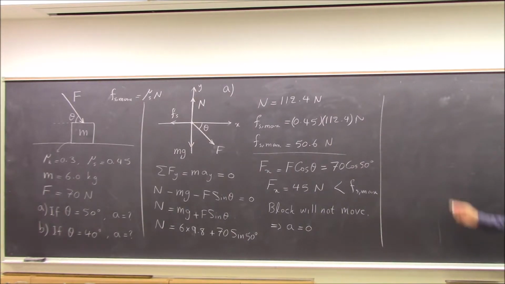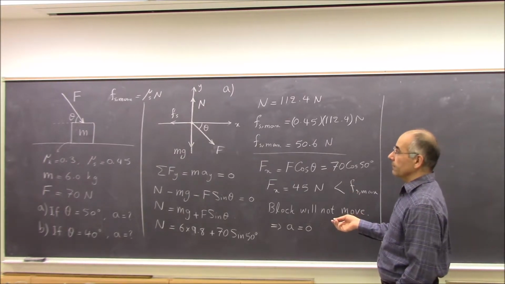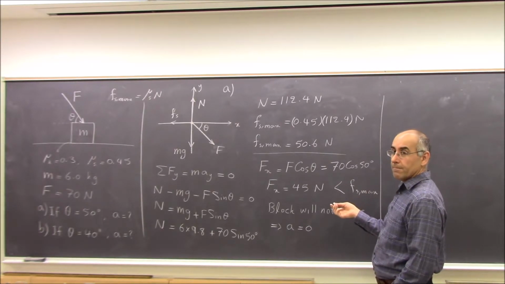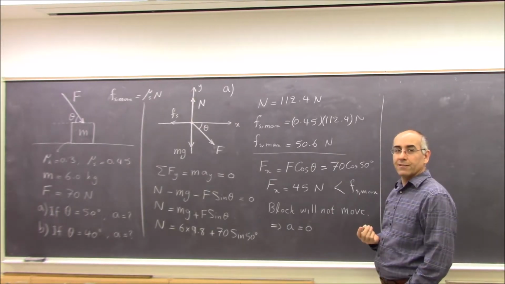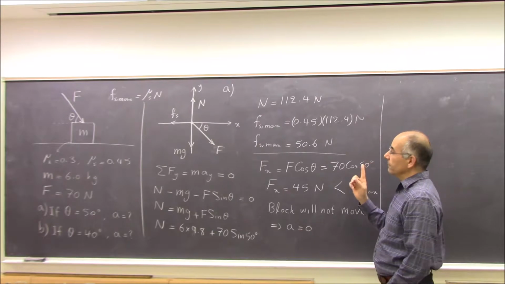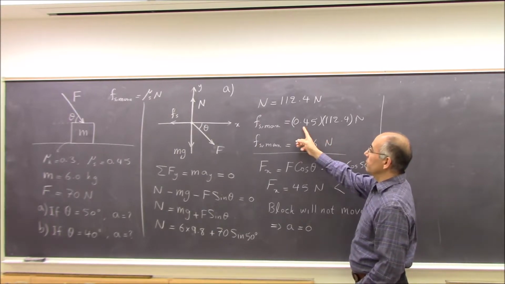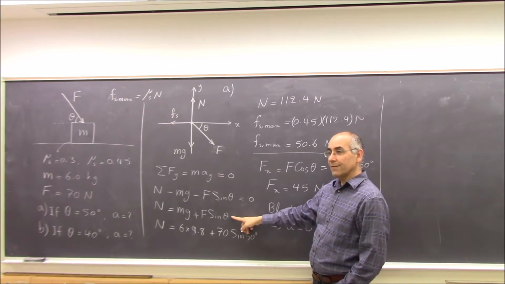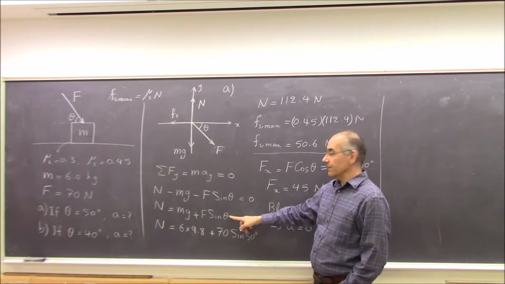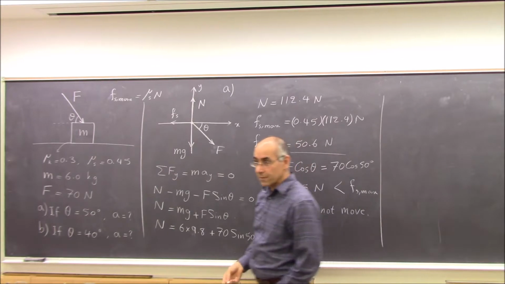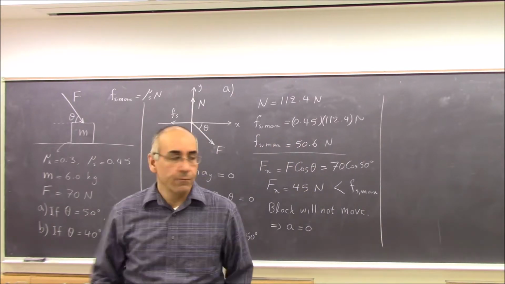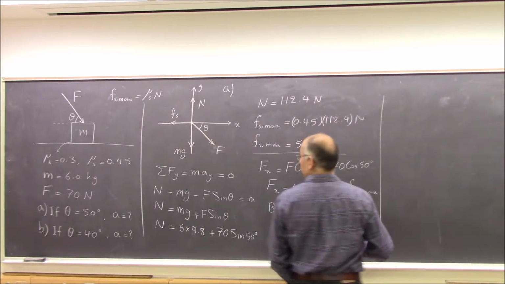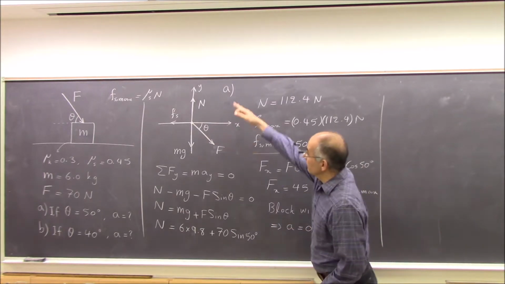What if now we change theta to 40 degrees? Again, we need to find Fs max. Will Fs max be the same if we change theta? Fs max is mu times the normal force. Is the normal force changing? When you change theta, yes, the normal force changes. So Fs max will change, right? We can use the same process.